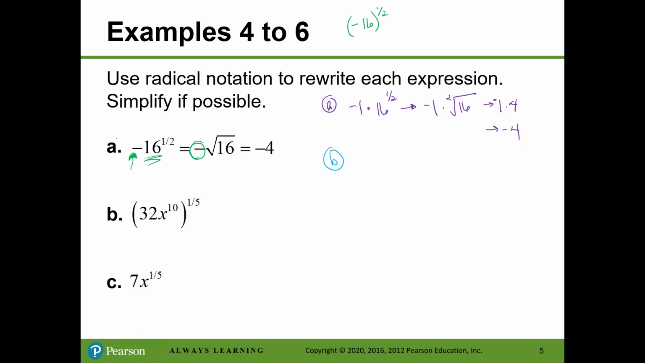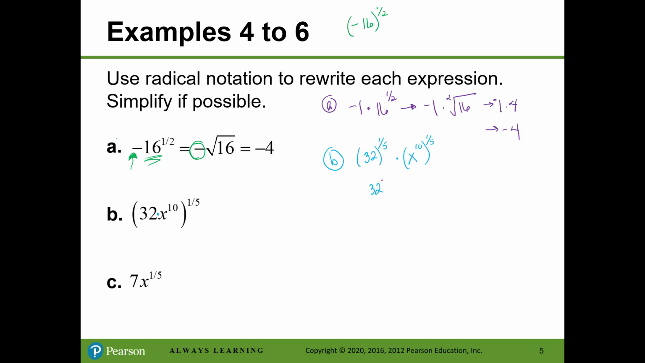Answer me something, please. What operation is between the 32 and that x to the 10th? Yeah, that's multiplication. So, do they have to stay together, or can I look at them separately? Right, we can look at them separately. So here's the thing. I can actually rewrite that as 32 to the power of 1/5 times x to the 10th, also to the power of 1/5. Not a problem. So, how do I write that 1/5 power?